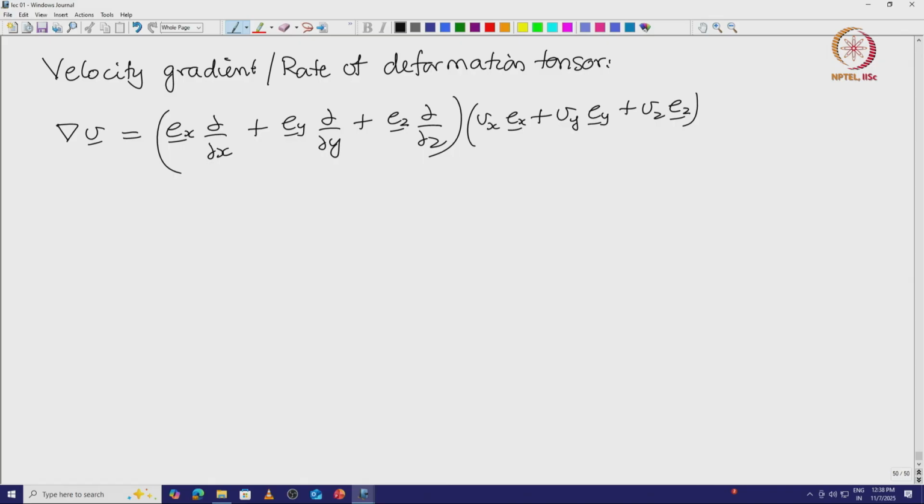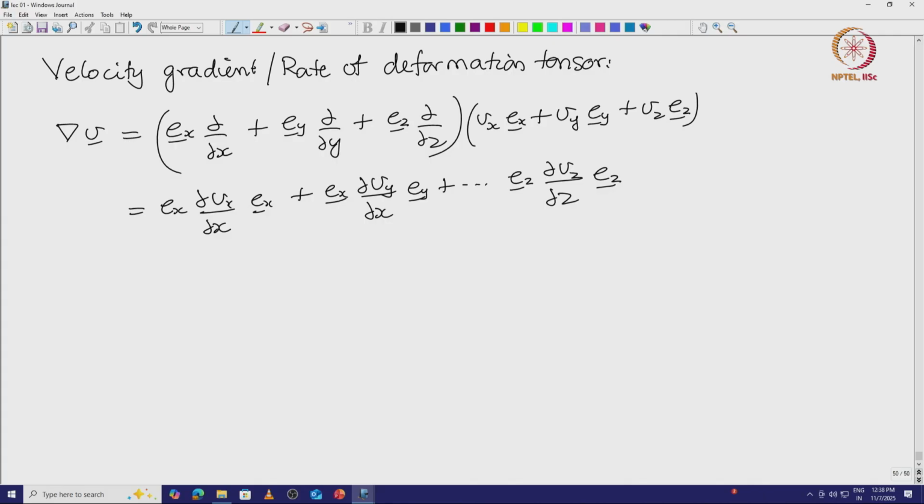Okay. So, I can expand this out, I will get Ex partial Vx by partial x Ex plus Ex partial Vy by partial x Ey, plus etcetera. There will be a total of 9 terms that will give me Ez partial Vz by partial z Ez. Okay. So, there will be a total of 9 terms here.